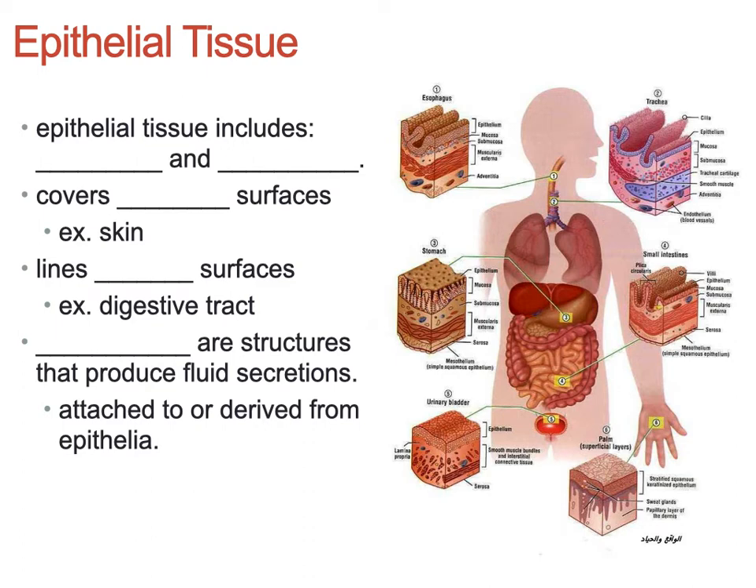So, epithelial tissues are widespread throughout the body and include the epithelia and glands. They perform a variety of functions that includes protection, secretion, absorption, filtration, diffusion, and sensory reception. Epithelial tissue covers all external surfaces and even covers internal surfaces as well. This includes body cavities and hollow organs. The glands are structures that produce fluid secretions, and they're either attached to or derived from the epithelia.